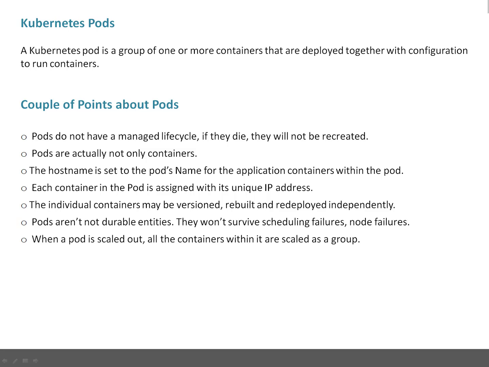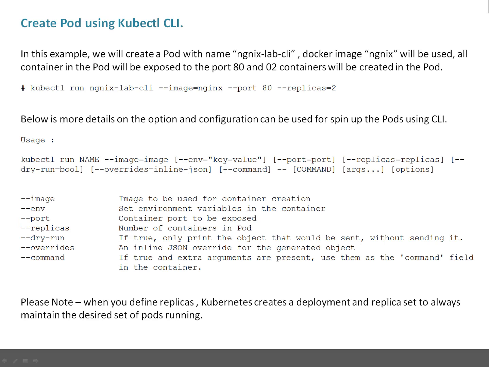When a pod is scaled out, all the containers within it are scaled as a group. It means, let's say in a pod you got 5 containers. You have defined it needs to have a minimum of 5 containers. And if you scale up the group with the new configuration, then automatically all the pod members or pod containers are going to get the new configuration. So no need to make changes on individual pod members. That's again a great feature of Kubernetes.